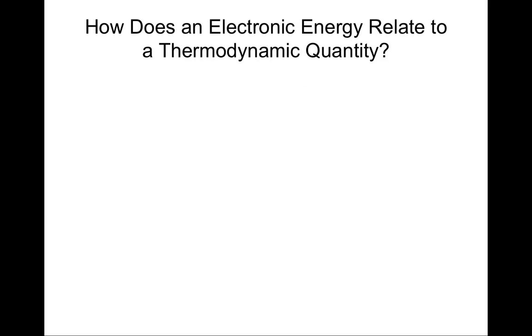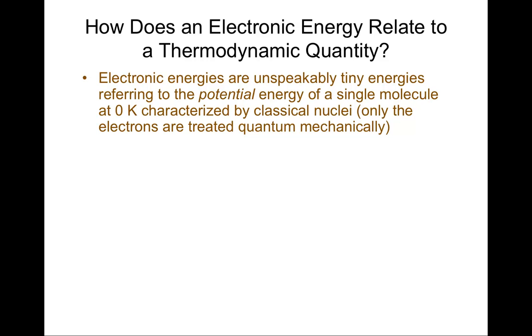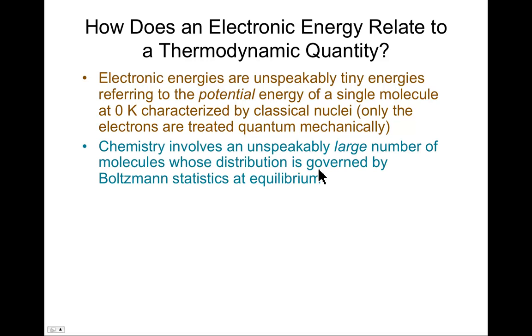So how does an electronic energy relate to a thermodynamic quantity? Well, as I mentioned, electronic energies are unspeakably tiny energies. And tiny, at some point you may have heard me say, an atomic unit is 627.5095 kilocalories per mole. And you probably thought to yourself, wow, that's a lot of energy. Yeah, but that was per mole. And so on a single molecule, you would need to divide by Avogadro's number, and you are talking about a very small amount of energy, which is the potential energy of all the particles interacting with one another at zero Kelvin. And I do have a little note here that it's classical nuclei, that is, we're treating the nucleus as a point charge, but that's not terribly important.